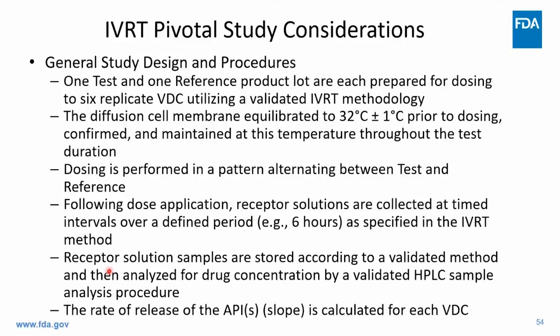The receptor solution samples are then stored according to a validated method and then analyzed for drug concentration. Sometimes they may be put on the HPLC run the same day. And then the rate of release of the API. I put this as a note that sometimes you might have a drug product where you have more than one drug in there. It may be possible to develop one IVRT method for which you can analyze the release of both, but it really depends. Sometimes you actually cannot do that. You just need to have separate IVRT methods, one for each drug.